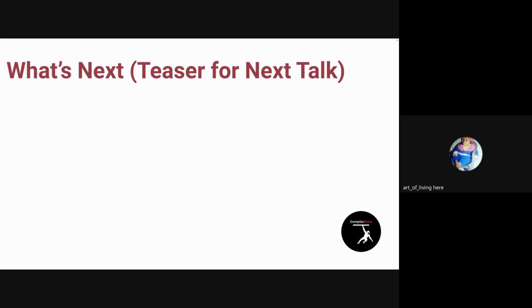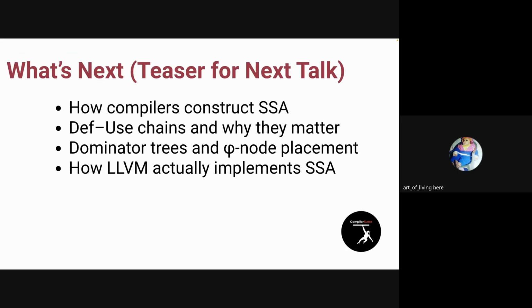What I'm thinking of taking in the next talk is how the compiler constructs SSA and all the data structures such as def-use chain, why they matter, dominance tree and PHI node. Your question, how they convert to register allocation, and how actual LLVM implements SSA. So anybody have any question?